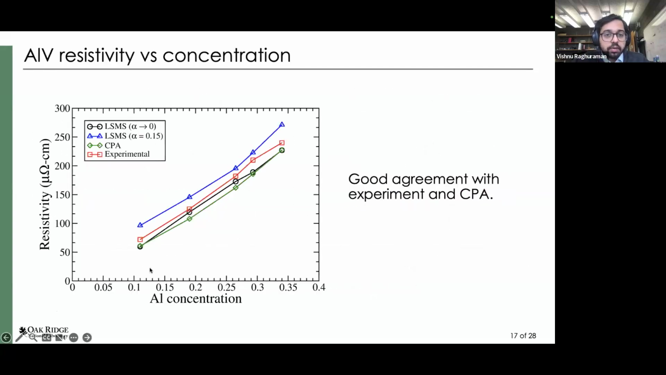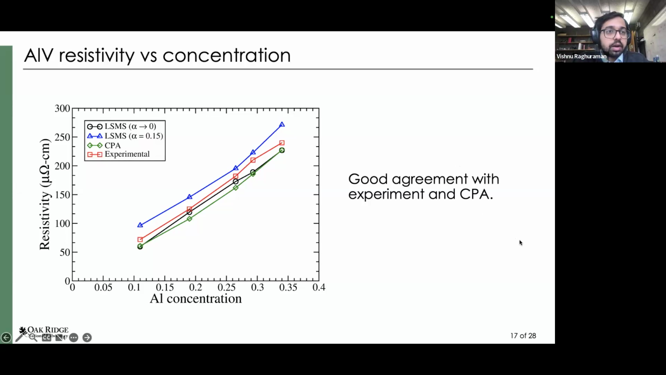So we tried this for 5 different concentrations, and here I've plotted the upper and lower bounds, so the weak scattering and the strong scattering, the CPA values, and the experiment. The CPA is always an underestimate compared to the experiment. That is a very well observed feature across every system. And here we find that the experimental value, in all the concentrations, is sandwiched between the upper and lower limits, which is the expectation.